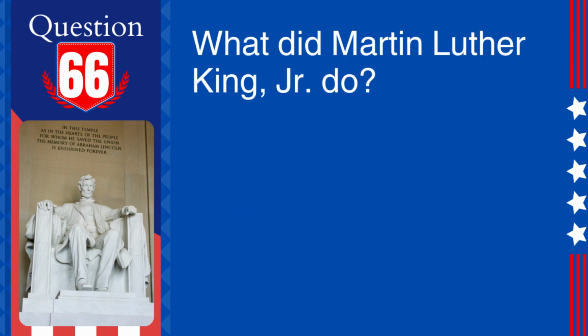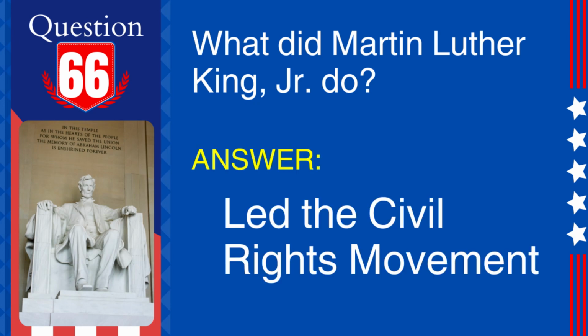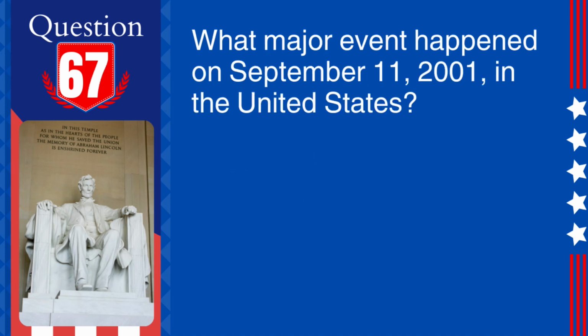66. Question. What did Martin Luther King Jr. do? Answer. Led the Civil Rights Movement. Explanation. Martin Luther King Jr. was a prominent leader in the Civil Rights Movement, known for his nonviolent activism and his famous I Have a Dream speech.